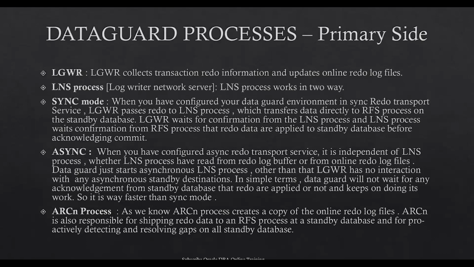Now, some of the processes involved in all these operations. On the primary side, we have the LGWR process, the log writer, which collects the transaction information and updates the online redo log files. Then we have the LNS process, the log writer network server. It works in two different ways: sync mode or async mode. Sync mode means an acknowledgement will come from the standby to the primary database. We have already seen how sync mode works, so those things are repeated here and I will not cover that part.